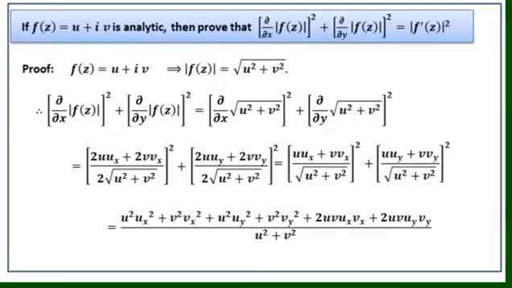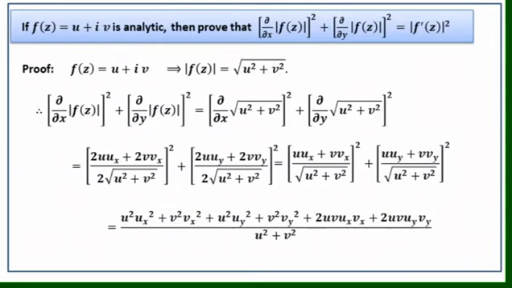Now simplify the right hand side. Here we have these terms. u² ux² + u² uy², u² is common, so we can write it as u²(ux² + uy²). Then we have v² common, so we write v²(vx² + vy²). And here 2uv ux vx + 2uv uy vy.